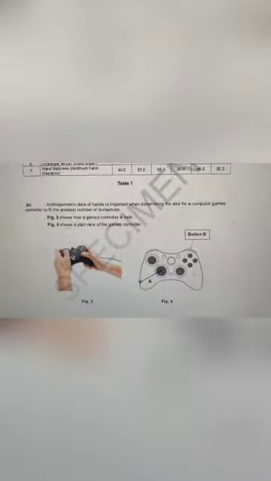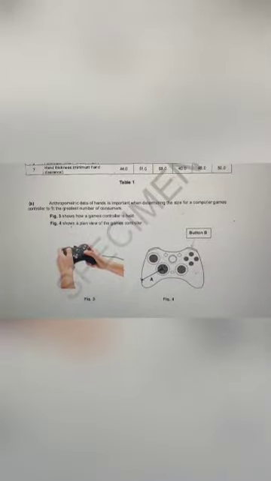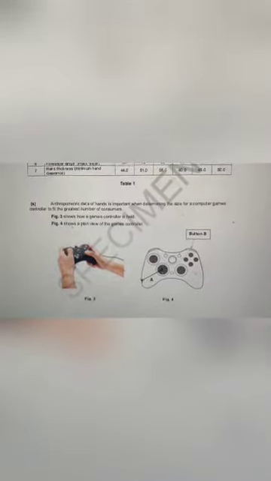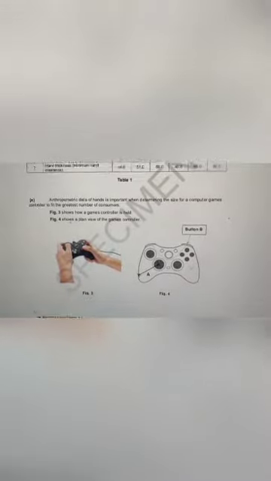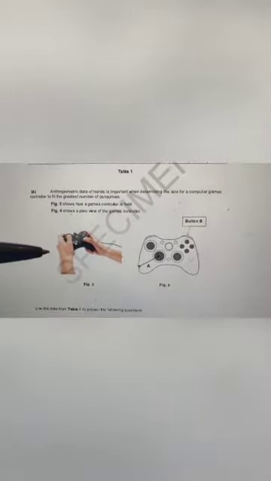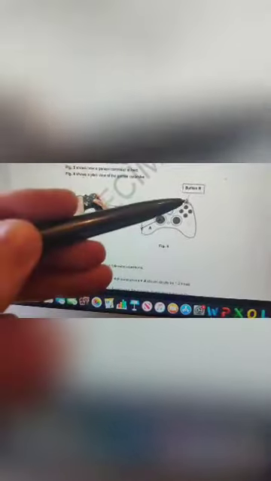Anthropometric data of hands is important when determining the size of a computer games controller to fit the greatest number of consumers. This shows how the controller is held, and this shows a plan view of the controller itself. What's important here is looking at buttons A and B. Now, the question, if we scroll down, deals with using data from the table, answer the following question.